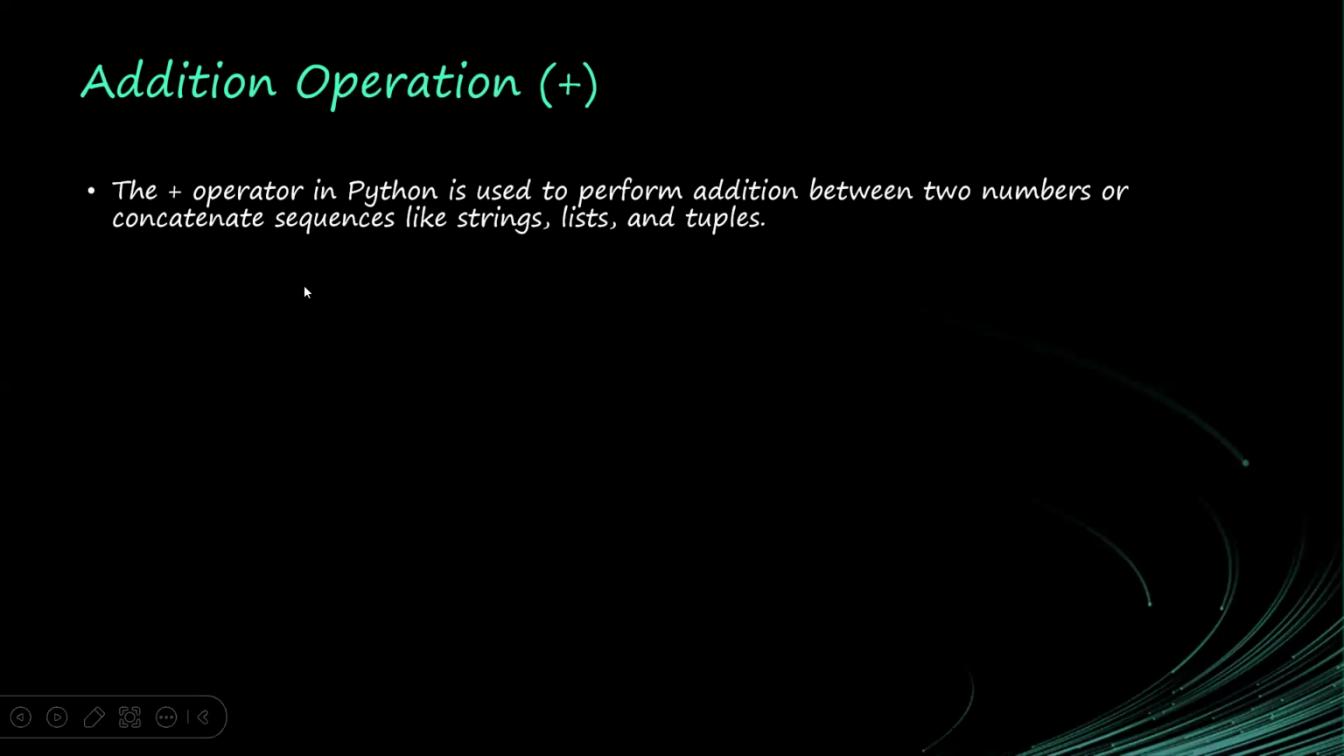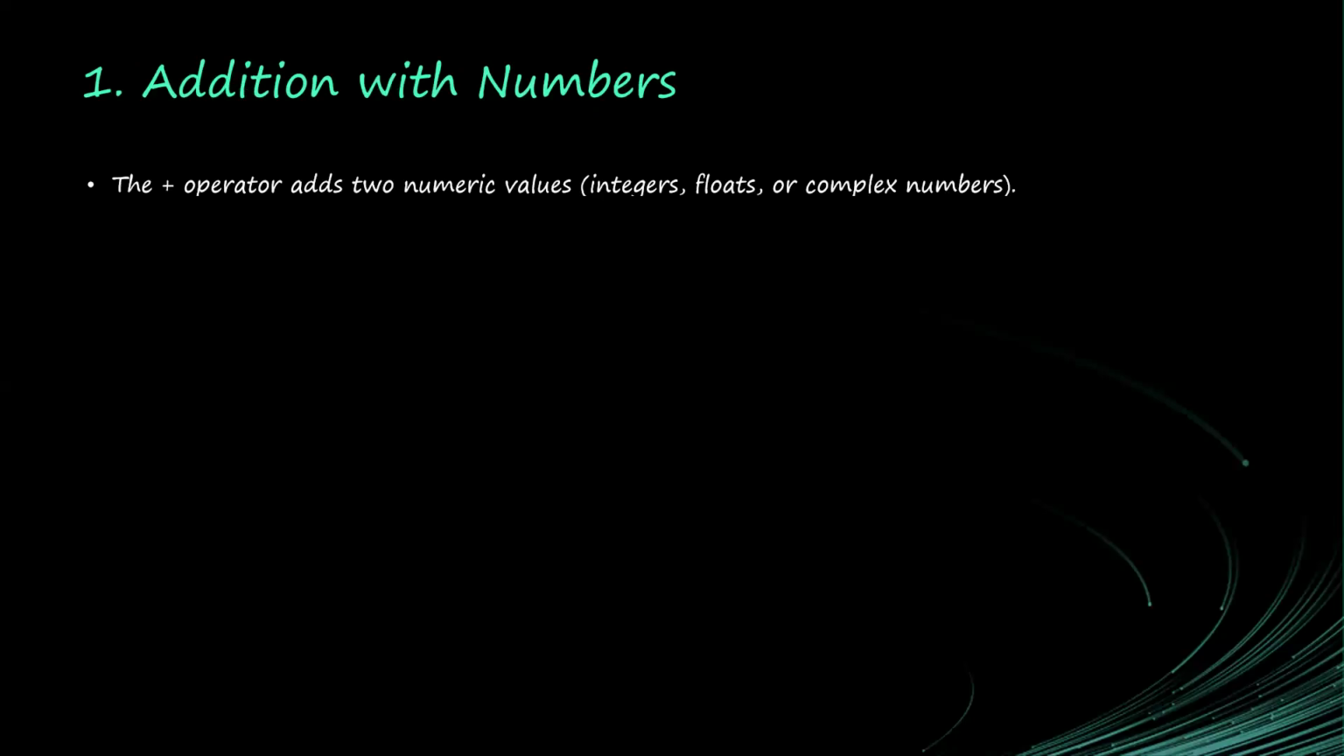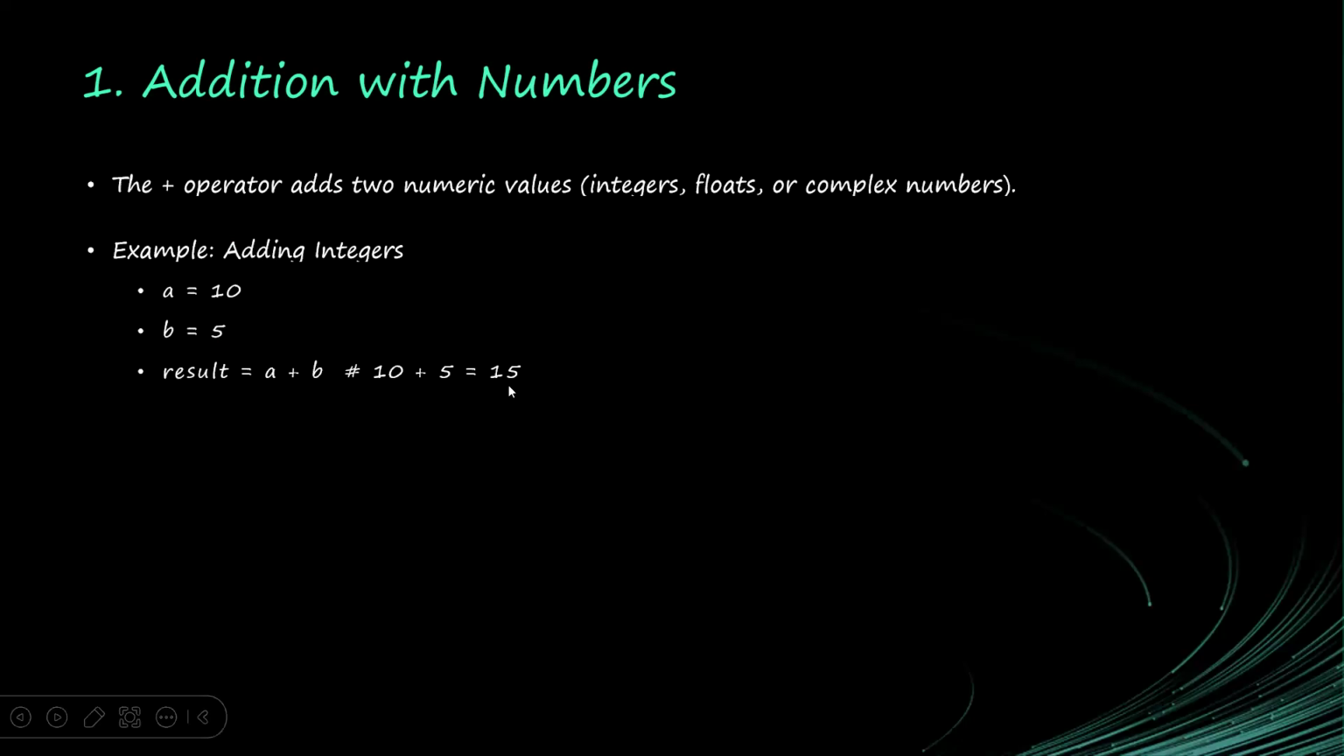First of all, you use them in addition with numbers. So let's take a look at how we do it. We use the plus operator, that's the plus symbol, to add two numeric values: integers, floats, or complex numbers. Let's say you have a variable called a, and this variable is assigned the value 10. We have another one that's assigned 5. So we can now say result is equal to a plus b. This will give us 15.